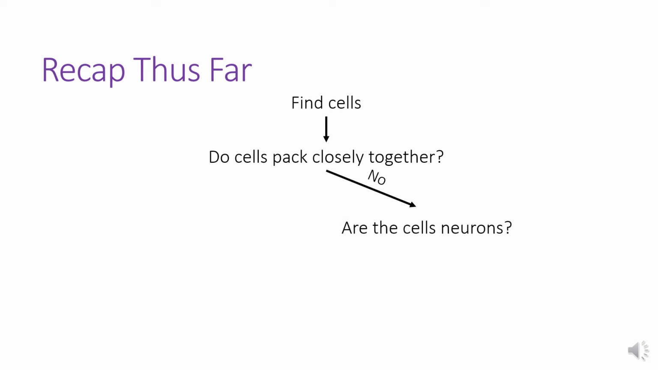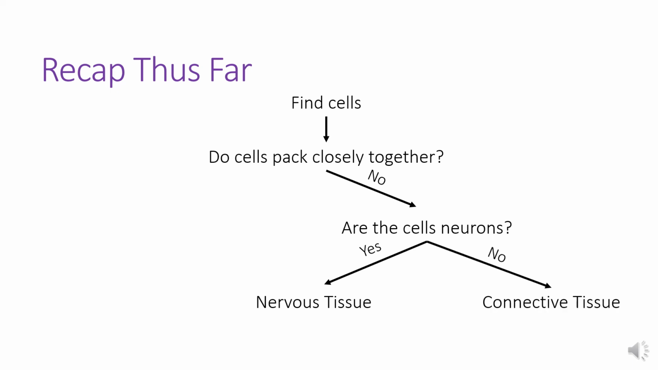Are those cells neurons? If yes, they are, we're looking at nervous tissue. If the cells don't pack closely together and no, they aren't neurons, we're probably looking at connective tissue. Once we've decided we're looking at connective tissue, we need to ask some questions to help us describe the extracellular matrix, like how much white space do we see? And what do the fibers look like if we can see them?